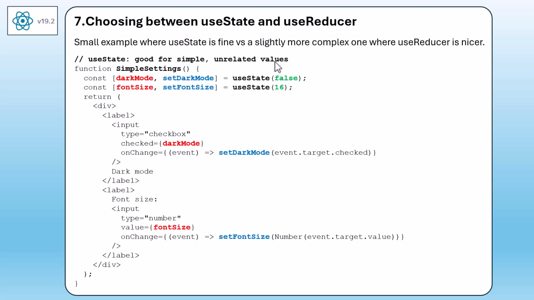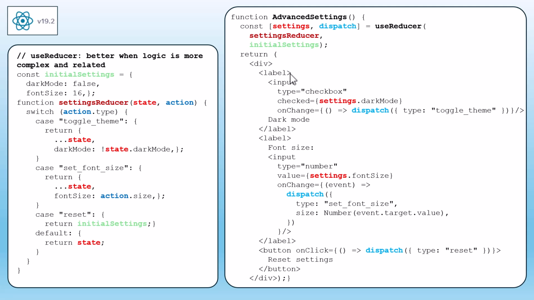7. Choosing between useState and useReducer. Finally, how do you decide whether to use useState or useReducer? For simple cases, for example, a few independent value strings, toggles, counters, useState is concise and easy. When things start to grow, you have multiple related pieces of state, transitions that depend on the previous state, or you prefer centralizing update logic for clarity, then useReducer becomes an appropriate choice. The goal is readability, maintainability, and predictable update logic.